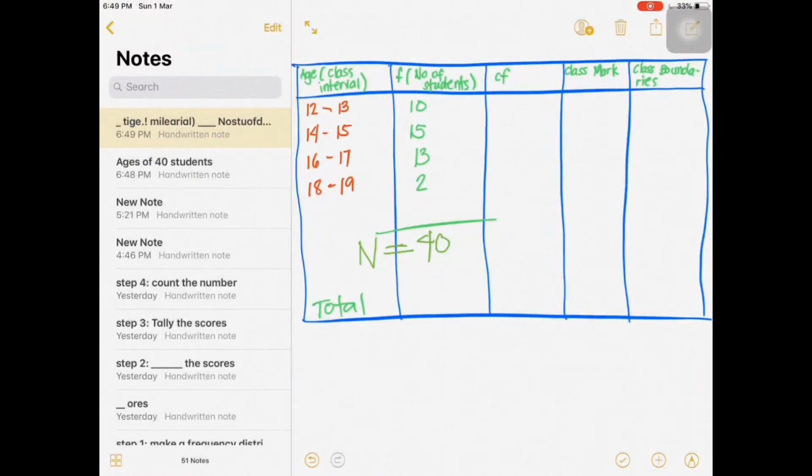Now we will go to our frequency distribution. So how are we going to do this? So frequency distribution, we will just simply add. So first, we will put it here. So 10. So 10 plus 15 equals 25. Okay. 25 plus 13 equals 38. Okay. 38 plus 2 equals 40.